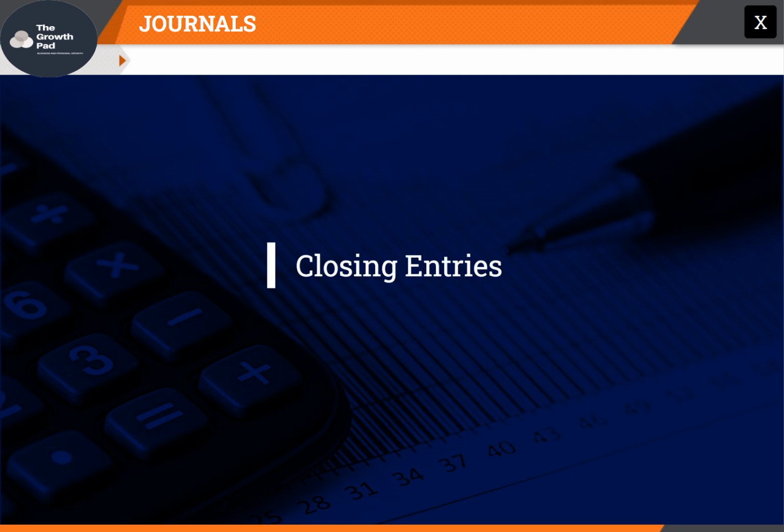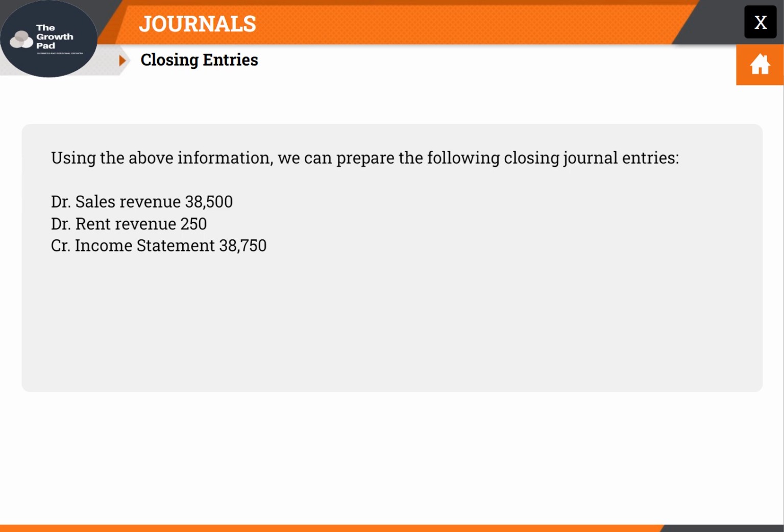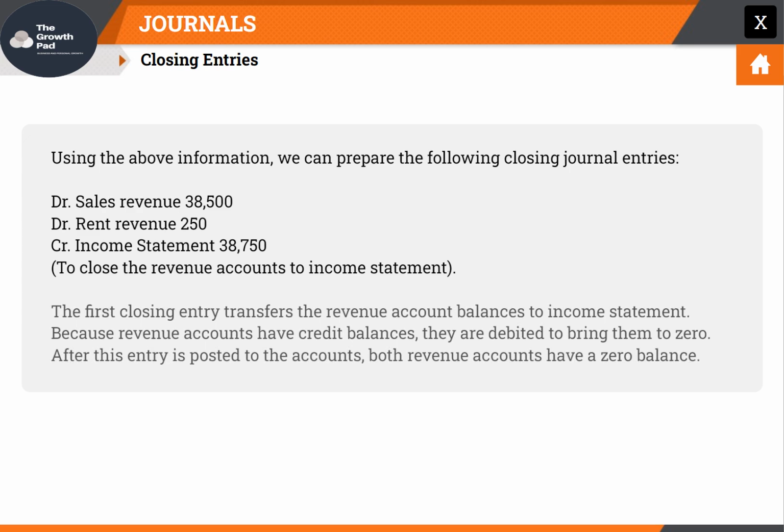Closing entries. Using the above information, we can prepare the following closing journal entries. Debit sales revenue 38,500. Debit rent revenue 250. Credit income statement 38,750. To close the revenue accounts to income statement. The first closing entry transfers the revenue account balances to income statement. Because revenue accounts have credit balances, they are debited to bring them to zero. After this entry is posted to the accounts, both revenue accounts have a zero balance.